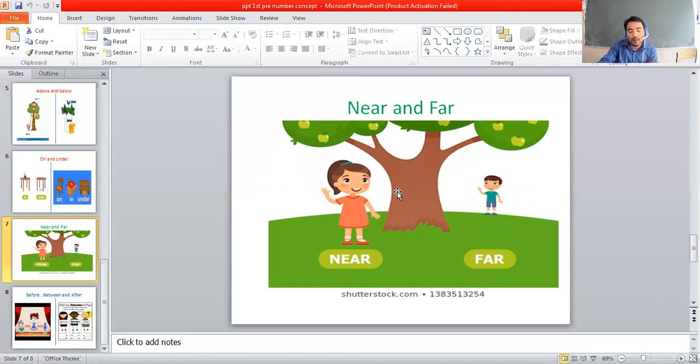But the boy is far from the tree. So now I will tell once again. The girl is near the tree, but the boy is far from the tree.